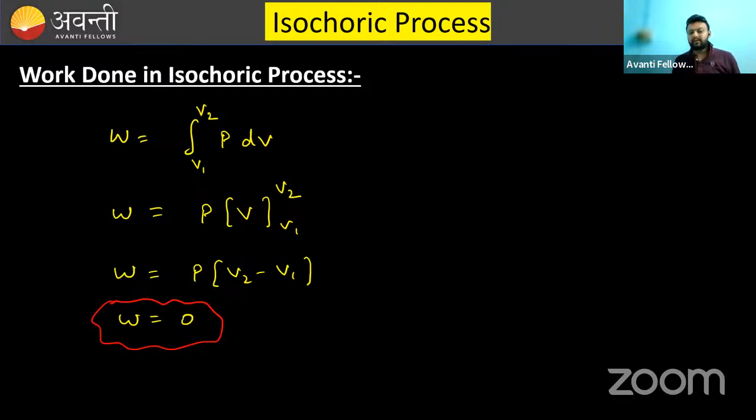These things are to be remembered. For isochoric process, work done is 0. I think it is clear at this point. Up to this point, everything is clear.